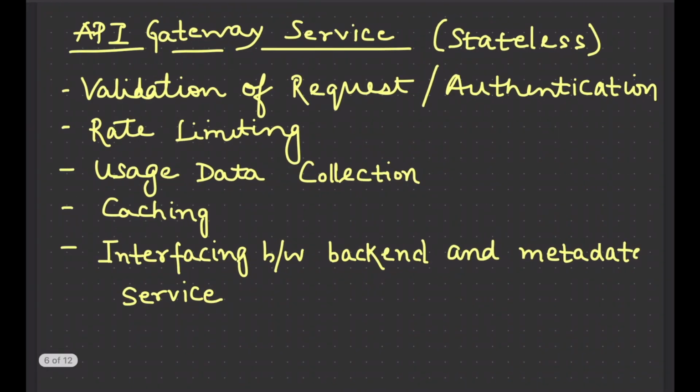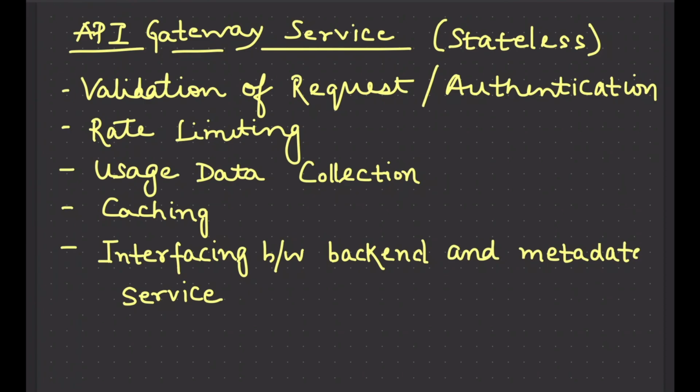And moving on from the load balancer, the next step which we have is the API gateway service. It's a stateless service, as we want to be able to scale it as and when necessary. It's also a lightweight service, to be honest. And this is responsible for things like validation of requests, authentication, and rate limiting is also one of the major features of the API gateway.